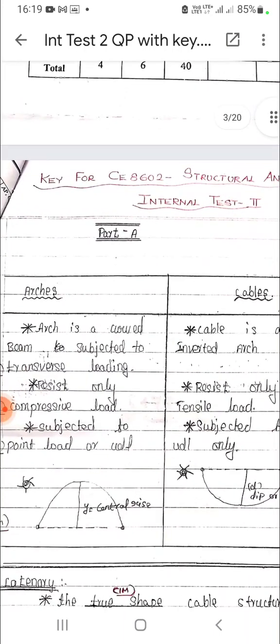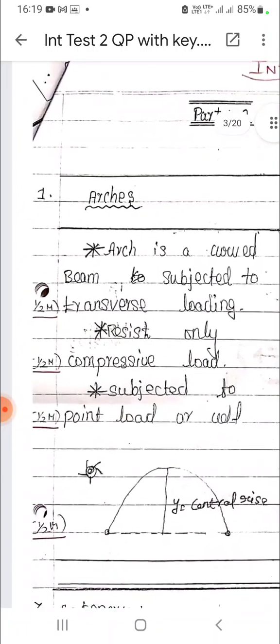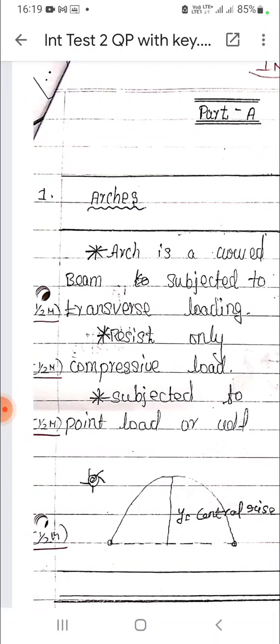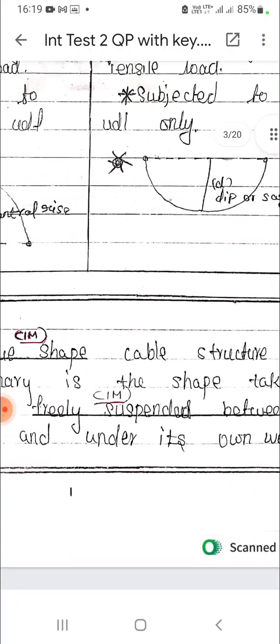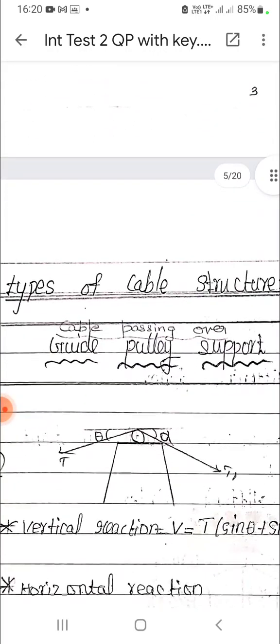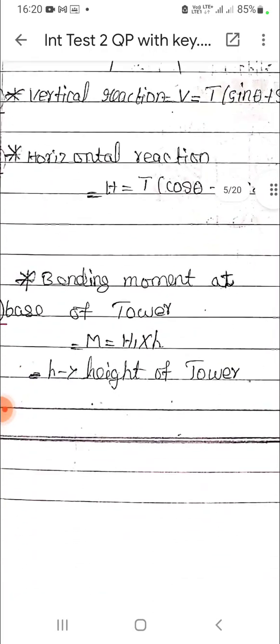Now see in the key. I have given what is the mark for each point. So see, arches 4 points, half mark each. Catenary for the shape it is 1 mark. Freely suspended between 2 supports 1 mark. So in the key I have given the distribution of marks. So go through it.